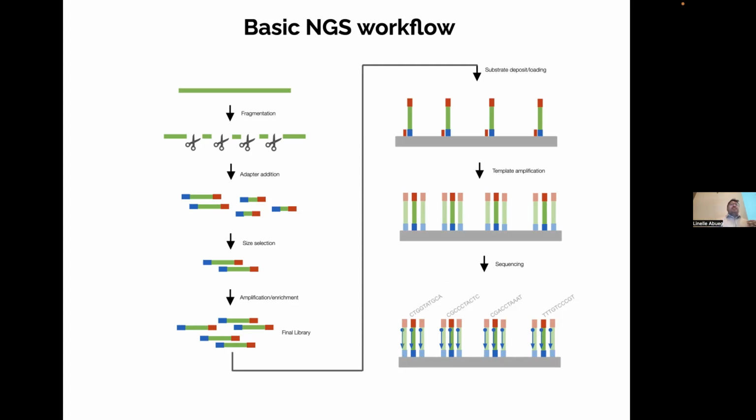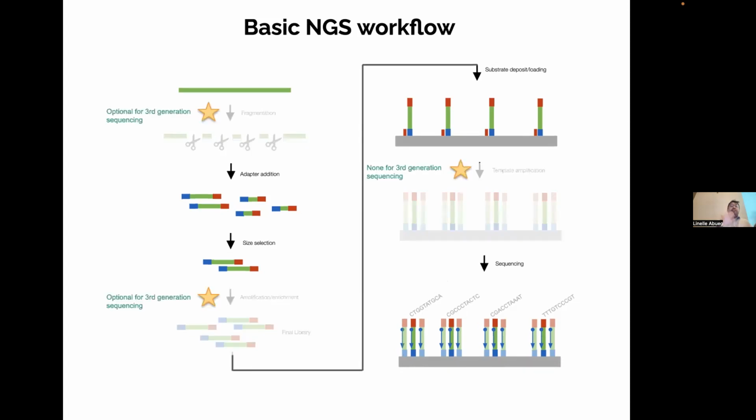But this is general. This is true for second generation. In third generation, it's more simplified. You don't have to fragment, right? You can use longer fragments. In some protocols you fragment, in others you don't. Like with Oxford Nanopore, if you want to do ultra-long reads, you don't need to fragment your DNA. You also don't have to amplify. You can if you don't have enough DNA, but you don't have to amplify at all, neither the library nor the template. That's why we call it single molecule sequencing: no template amplification, no library amplification.